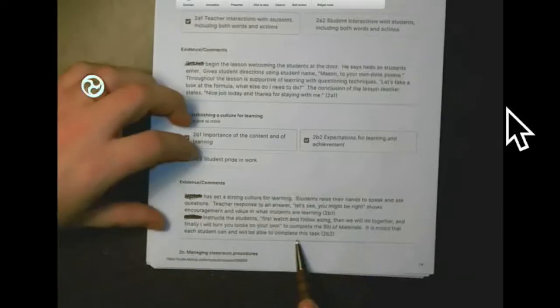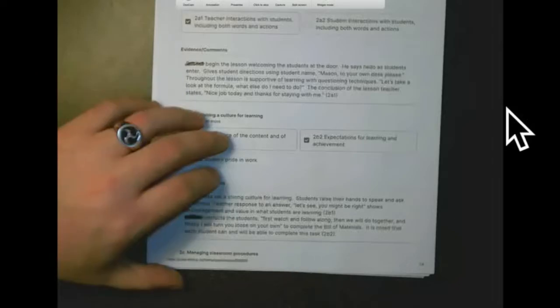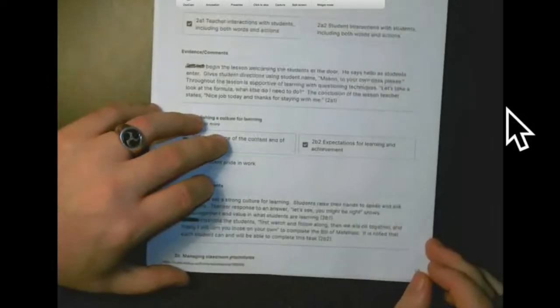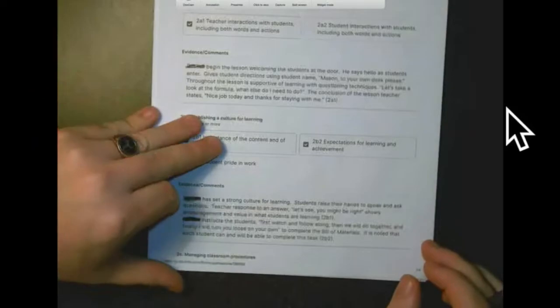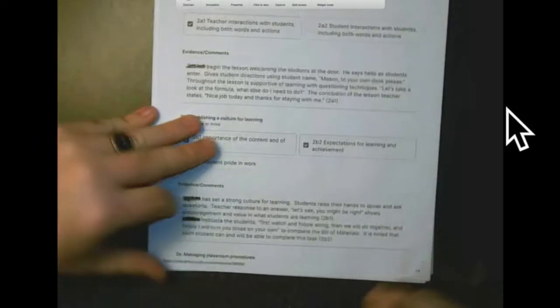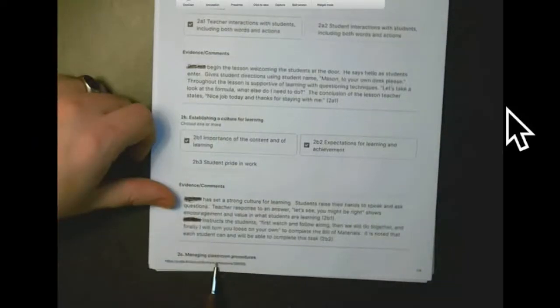They noted that each student can and will be able to complete the task. Okay, that's a big one. That's your measure of success for students meeting your goals. All right, the next one here is kind of cut off a little bit. Managing my classroom procedures.